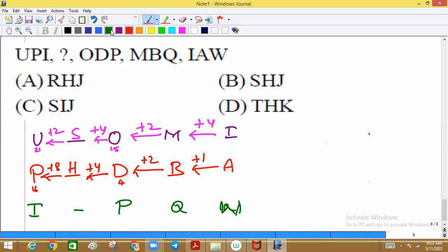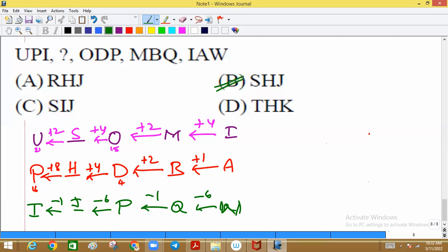Now see here. Q to W. Increasing or decreasing? Decreasing by 6. So minus 6. P to Q. Q is 17, P is 16. So minus 1. What is the next one? Minus 6. P minus 6 is J. And the next one is minus 1. J minus 1 is I. So your answer is SHJ.